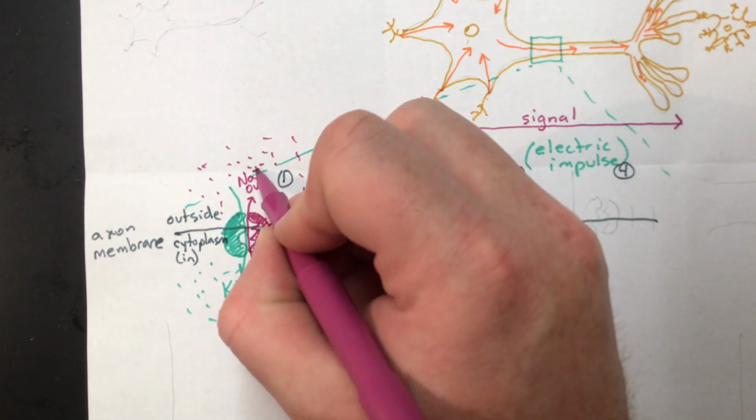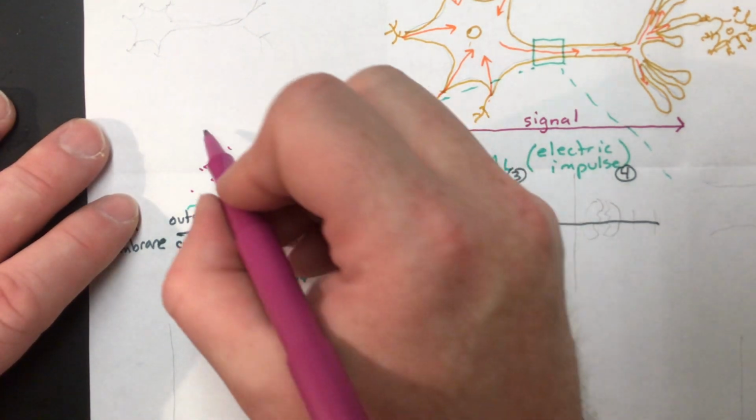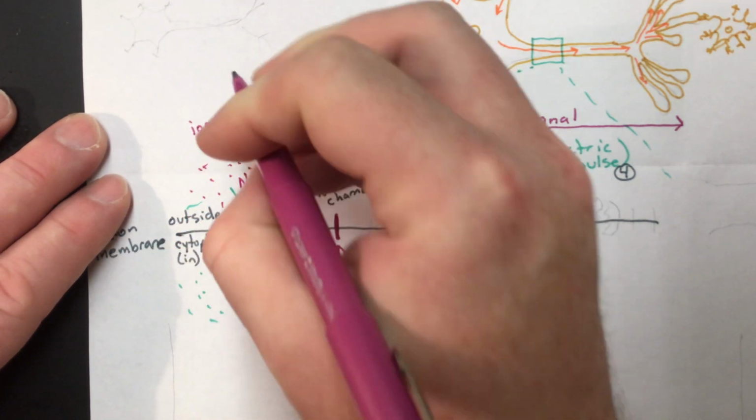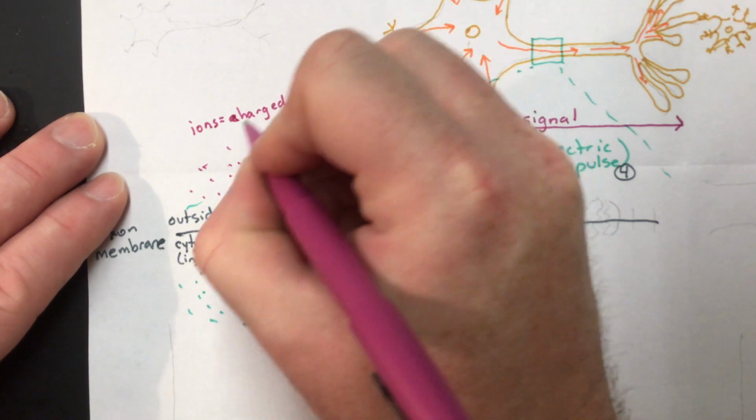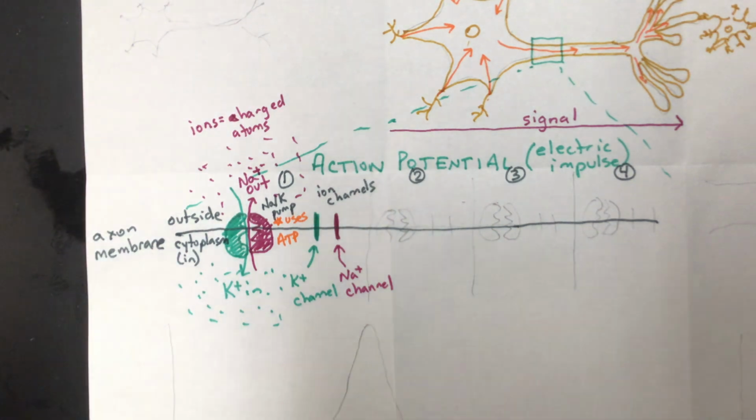The reason why these molecules are very important is because they're ions. Ions are charged atoms. And that's why this signal is able to be electric, because we're using charged atoms.